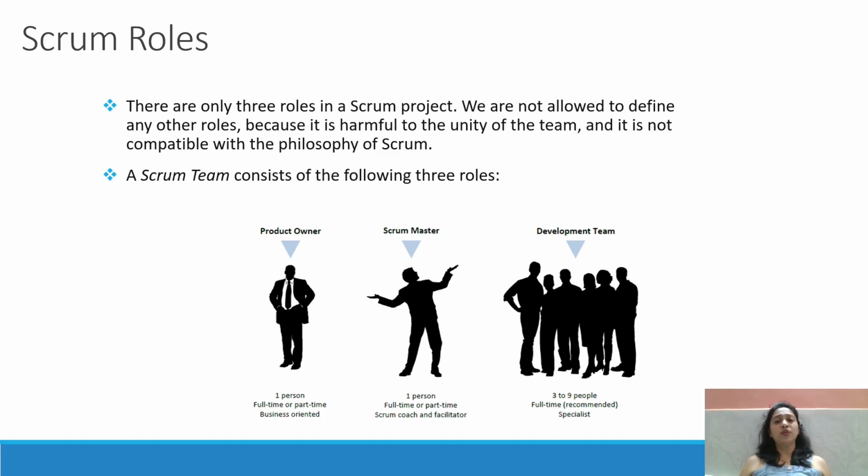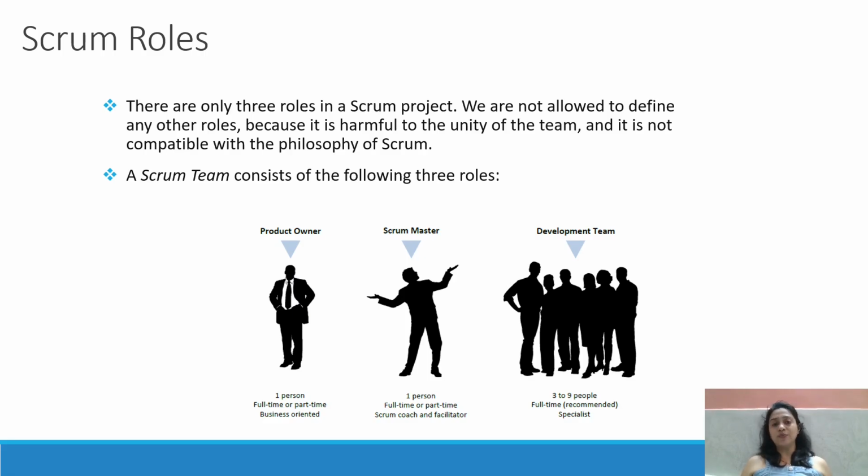In this video, we are going to learn something about the Scrum roles. Let's go ahead and see in depth. So there are only three roles in a Scrum project. We are not allowed to define any other roles because it is harmful to the unity of the team, and it is not compatible with the philosophy of Scrum.